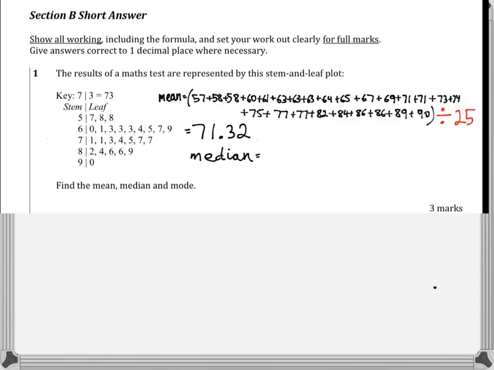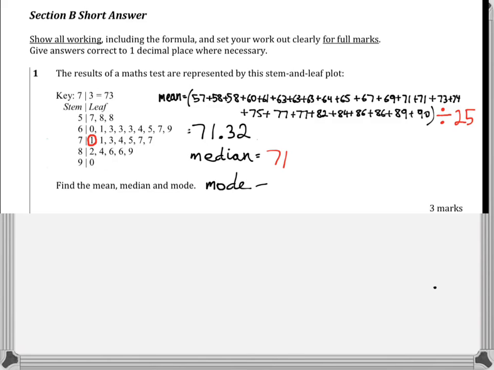Now the median is your middle number. So we will find that the median is this data value there, 71. And what you have to do is make sure that all the other data values to the left of this one is the same amount as the number of data values to the right of it. And we will have 12 on either side. So 71 is the middle number, and that is your median.